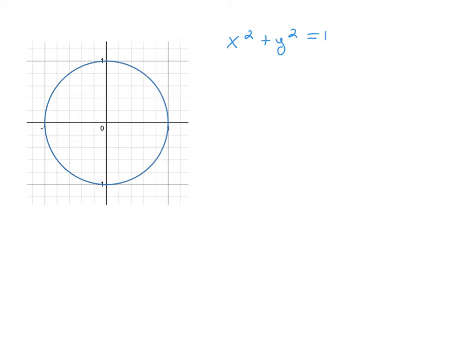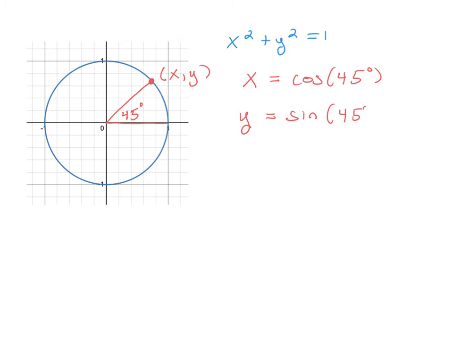The way this works is you draw one side of your angle on the positive x-axis, and then you draw your other line at a 45-degree angle. So this is 45 degrees. And it will meet the circle at a point. This has an x-coordinate and a y-coordinate. We call the x-coordinate cosine of the angle that we drew, which is 45 degrees, and by definition also, we call the y value sine of 45 degrees.